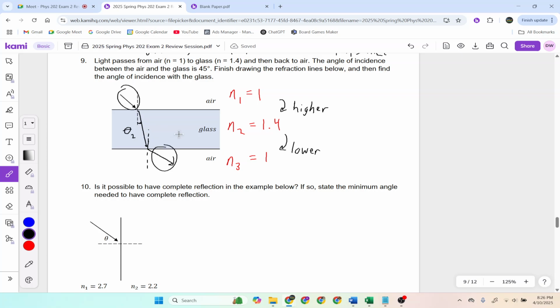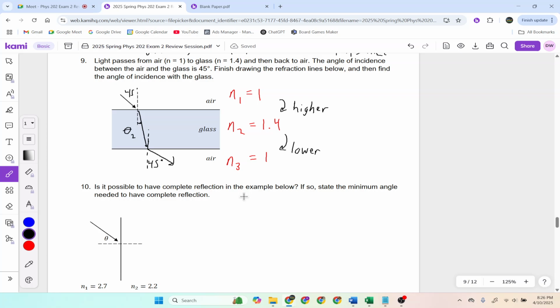Now will the first line and this third line be parallel? This line and this line I'm talking about? Yes, they will be parallel. If this is 45 degrees, then that means this down here is going to be 45 degrees. Don't believe me? Do the math, it will work out. Now the question is still asking about theta 2. So we've got to find theta 2.